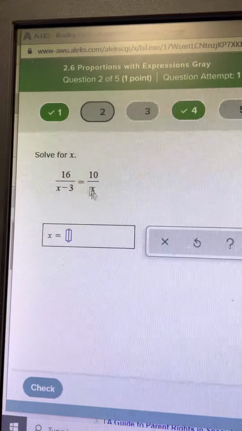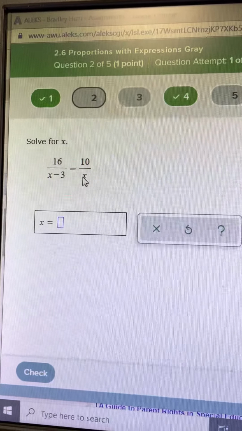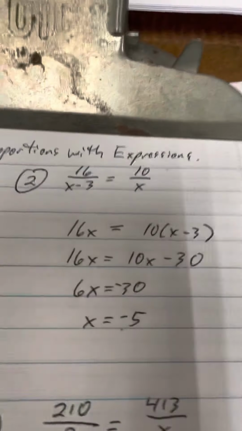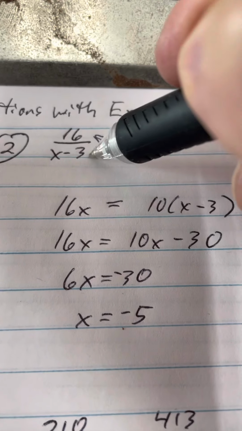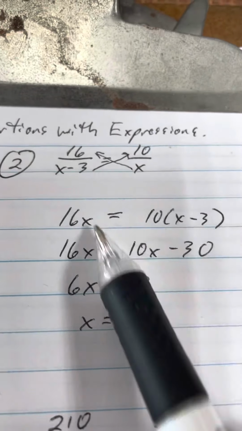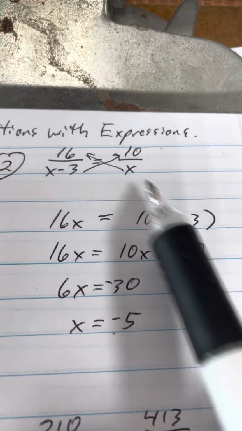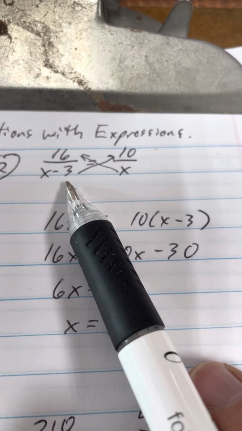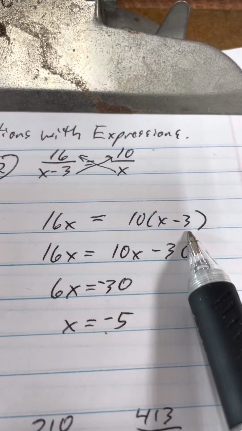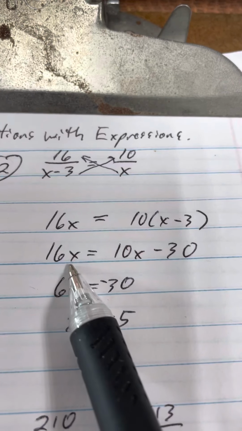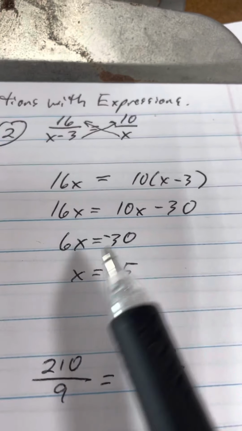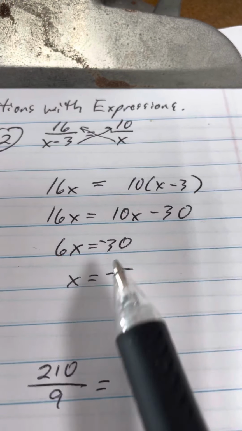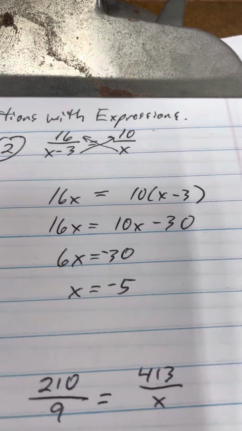Number 2, we're looking at this proportion, and I'm just going to do some cross multiplication there. So what I did was I cross multiplied 16 times x and x minus 3 times 10. So 16 times x looks like this, 16x. 10 times that x minus 3 looks like this. And so then I'm going to multiply that 10 times that x minus 3. And then I'm going to divide both sides by 6, and I get x equals negative 5.